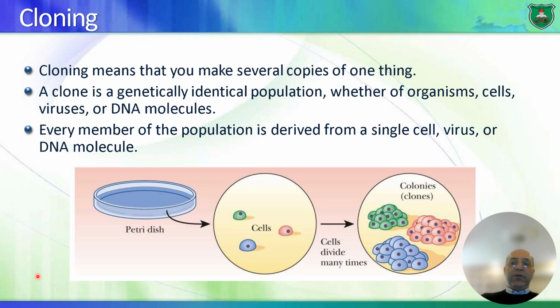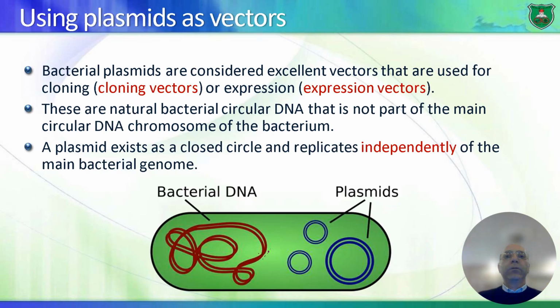Okay, so if I say human cloning, it means that I'm making a copy of a person. So I have the same person copied over and over again. We have many copies of that same person, meaning that this person has identical DNA, identical genetic material.